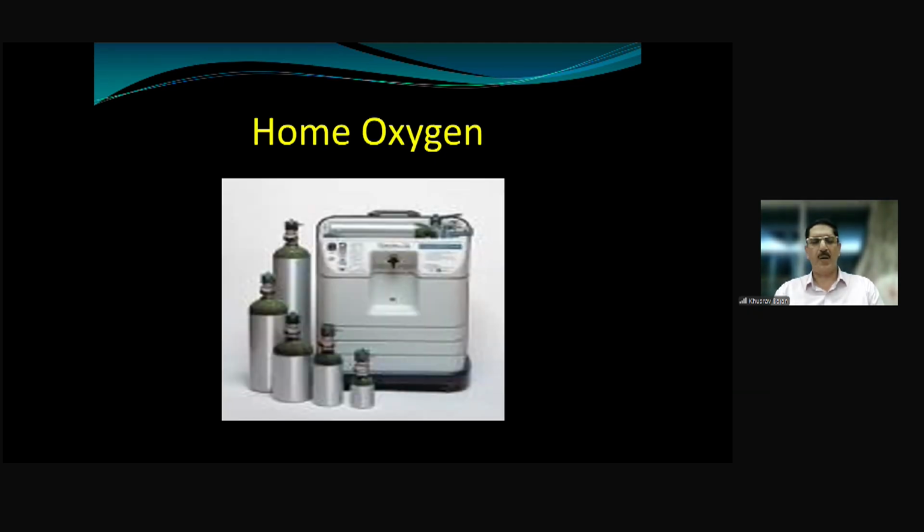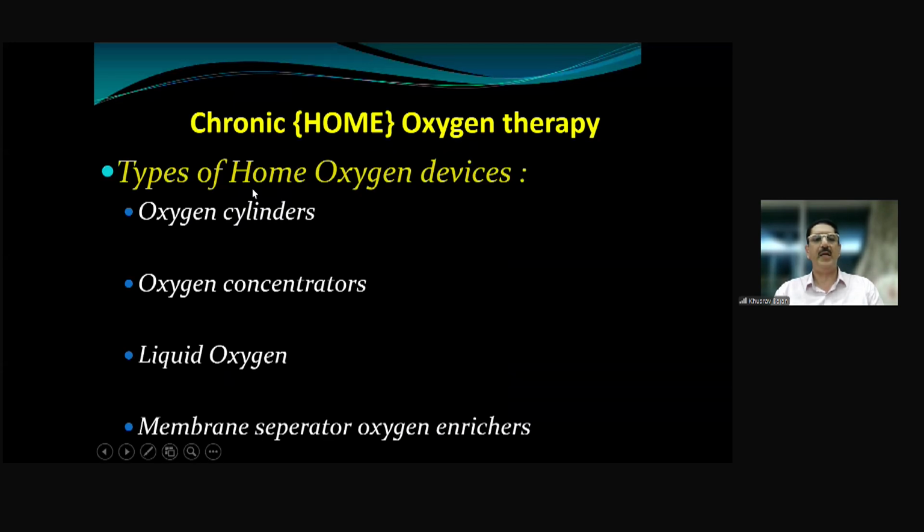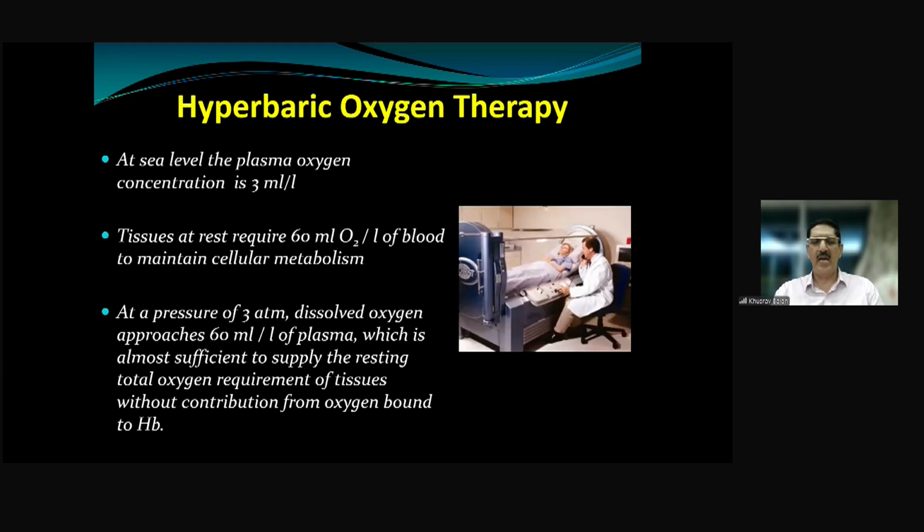Coming to the next part, home oxygen, I'm not going to talk about it, but that also can be divided into 4 categories: cylinders, concentrators, liquid oxygen, and then membrane separators. And that's where I would stop talking about home oxygen, because LTOT is a different thing altogether.